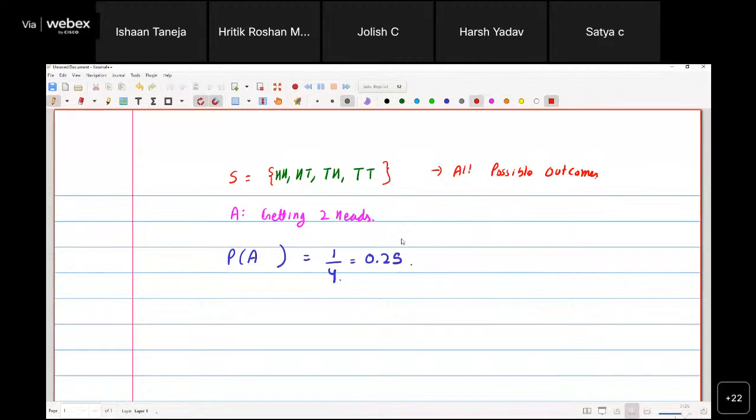Let me define another event. Let's say event B is getting heads in the first toss. What is the probability of B? 1/2, 0.5. Yeah. So in general, how do you interpret the probability of A given B?